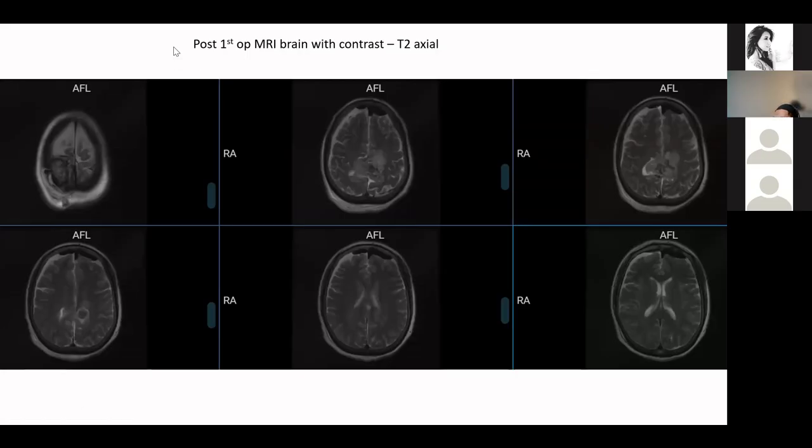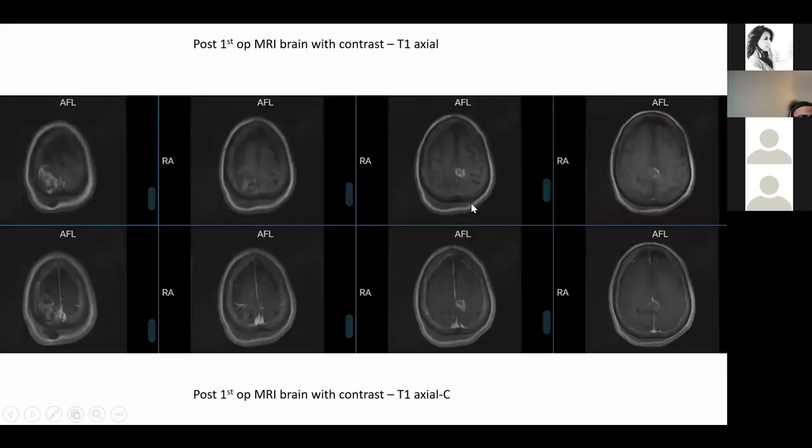Yes, so on the post-contrast MRI, I can see further heterogeneity in the lesion. The cystic component appears to be decompressed. There are possibly blood products in the surgical bed which are giving this heterogeneity. There is a craniotomy flap in the right occipital region. And do we have post-contrast?